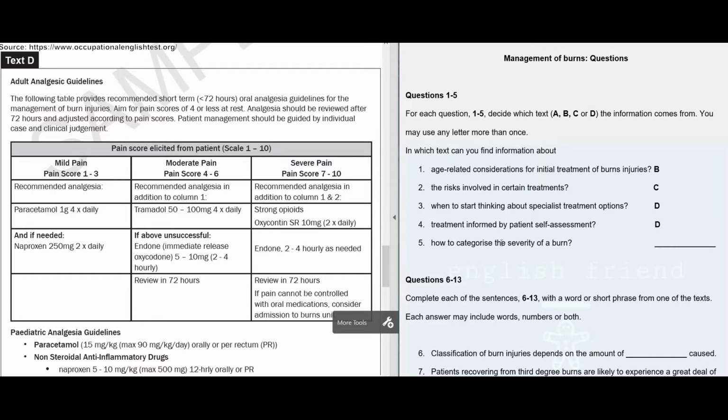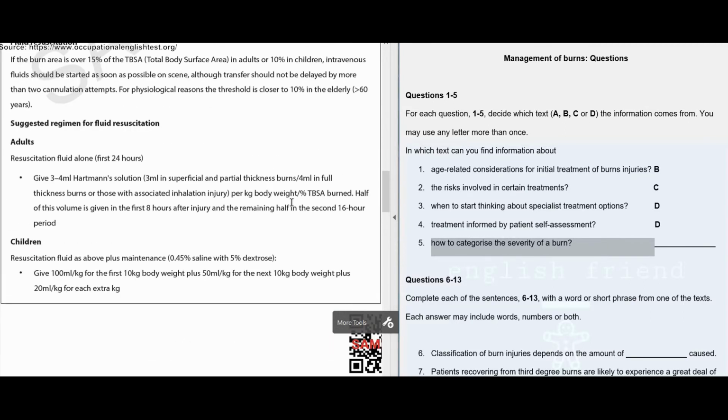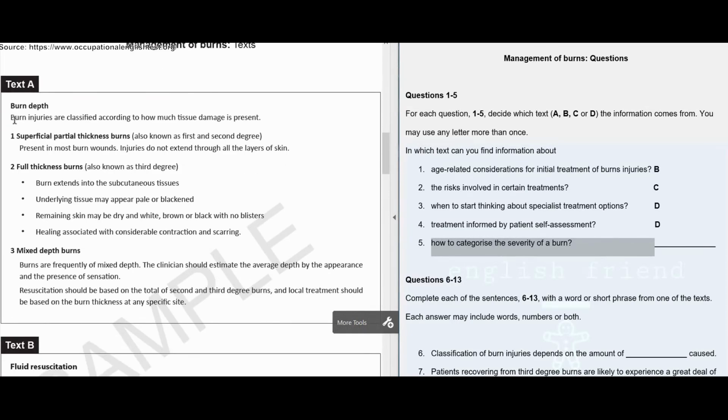Now question number 5. How to categorize the severity of a burn. Now that's in text A. Here in the very first line, you may see burn injuries are classified according to how much tissue damage is present. As you go further, you may see the first, second degree, then the third degree. So this classification is done on the basis of how much tissue damage is present. So now we know the answer for question number 5 is in text A.